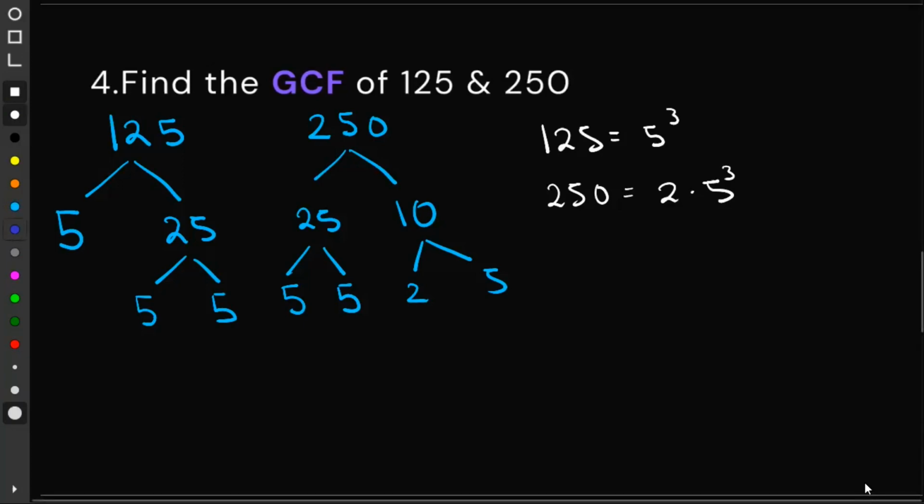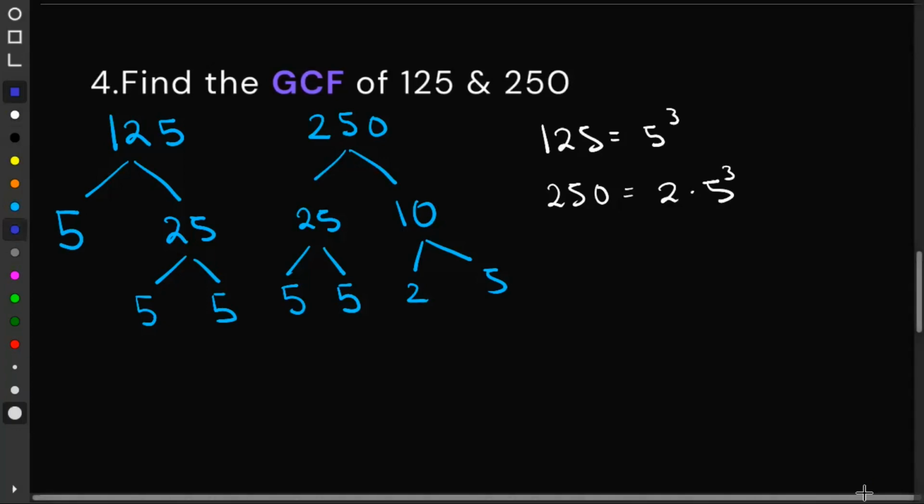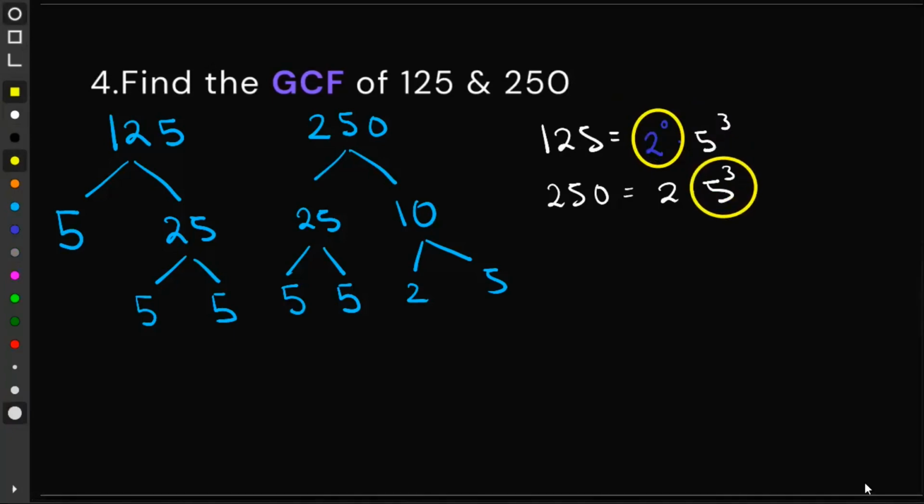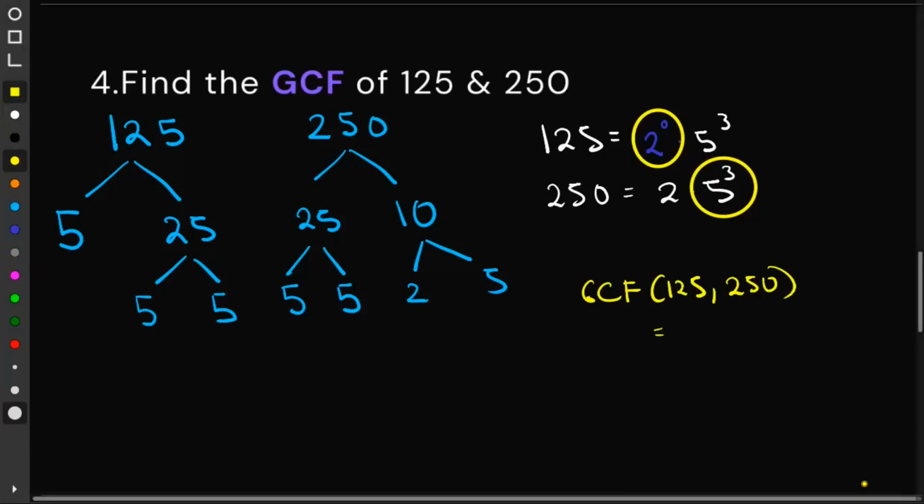First, for the 2, note that although it's not written here, in 125, there is 2 raised to 0, since 2 raised to 0 is equal to 1. So that one is the lower exponent. For 5, since they are both 5 cubed, we just circle one of them out. So we now know that the GCF of 125 and 250 is equal to 5 cubed, or 125.